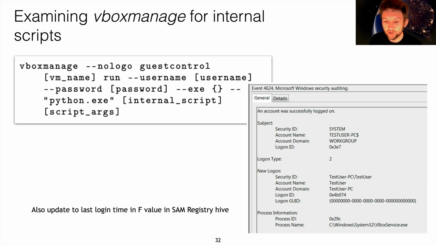Not only will you get event logs from the vbox service as a login, but because you are logging in as the user of the virtual machine, test user in this case, you'll update the last login times in the F value in the SAM registry hive. So again, for very detailed scenarios, this is going to cause problems.